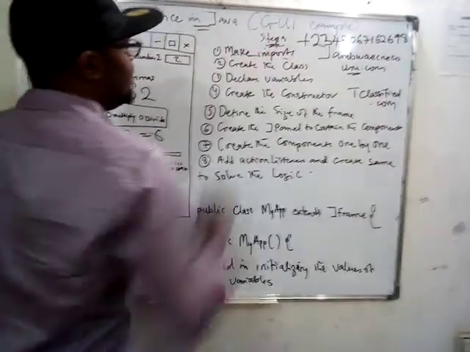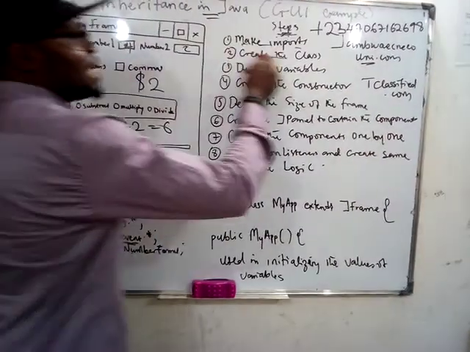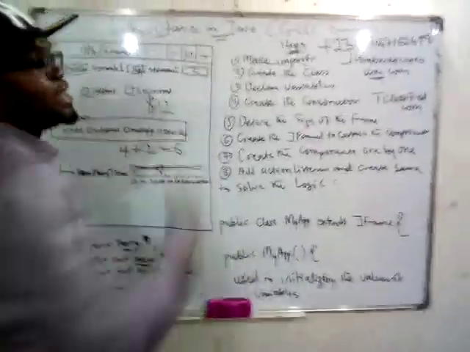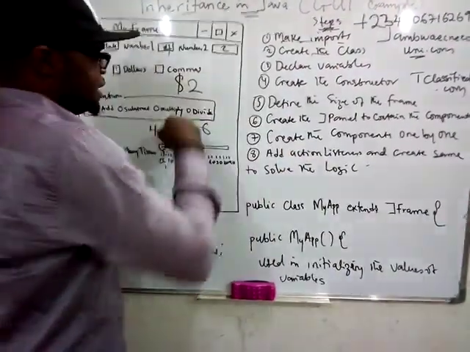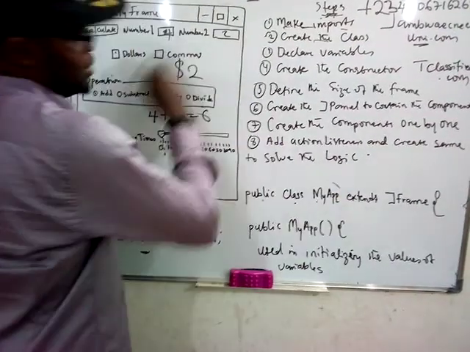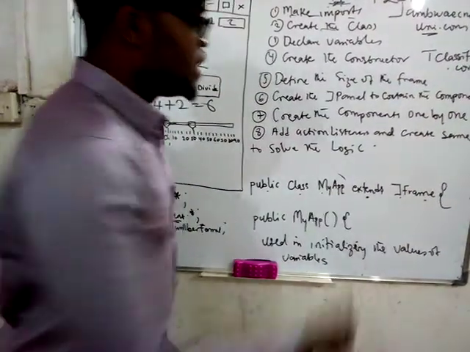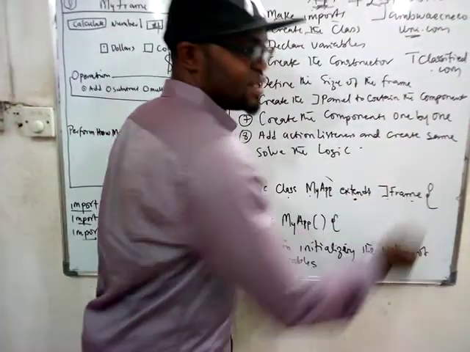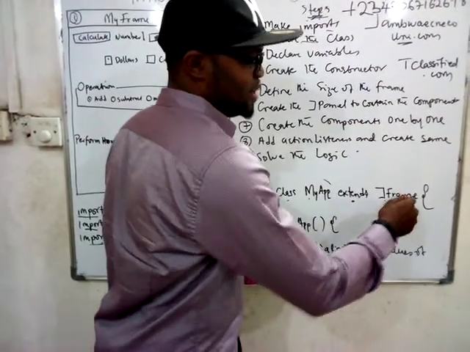So after making the import, number 2, create the class. Now in creating the class, I'm going to explain inheritance in Java GUI. To create the class for this, you say public class MyApp. MyApp is the name of the application. Extends JFrame. So whenever you use the word extends something, it simply means that you want to inherit from this.